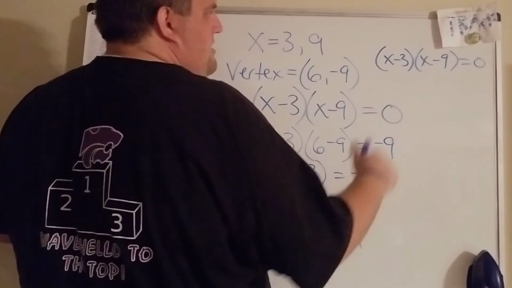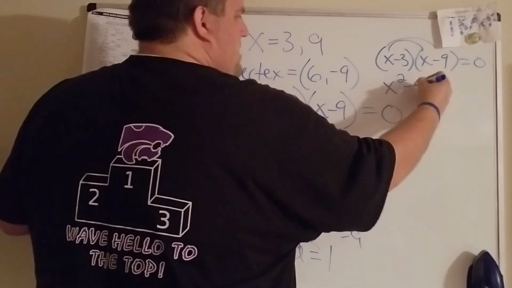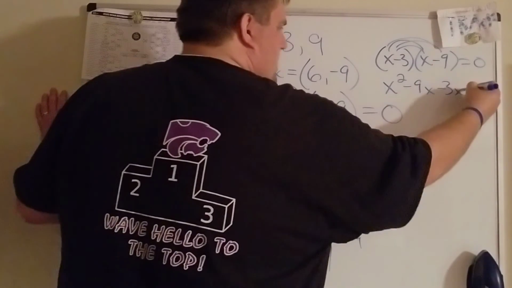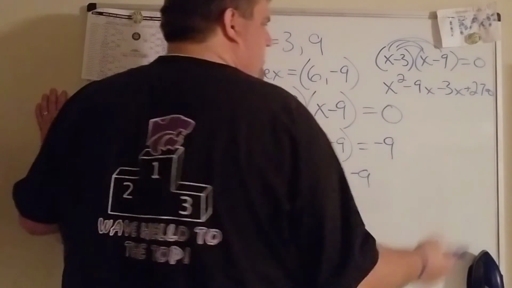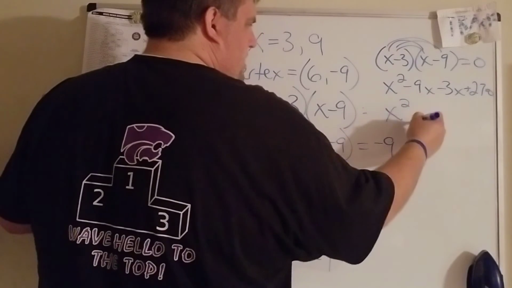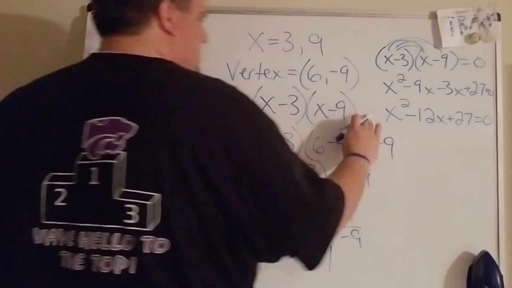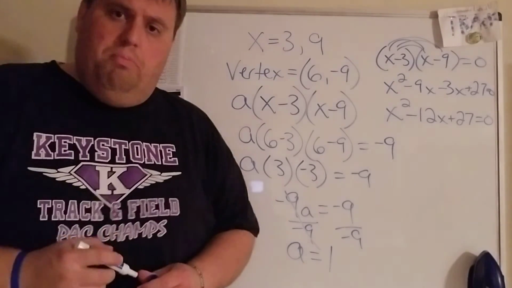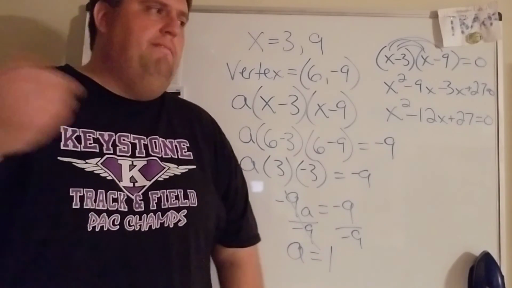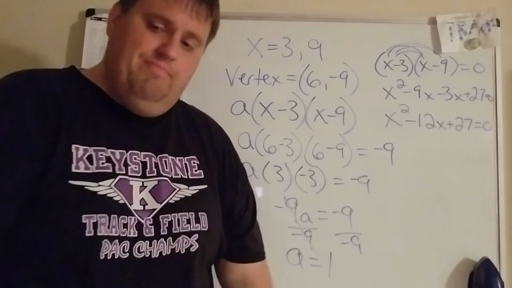Or if you would like it in standard form, we can FOIL it back out. x squared minus 9x minus 3x plus 27 equals 0. Add my like terms: x squared minus 12x plus 27 equals 0. So that's a cool problem that we can do. We can take our factors and come up with our function based on whatever the vertex was, and we can go from there.